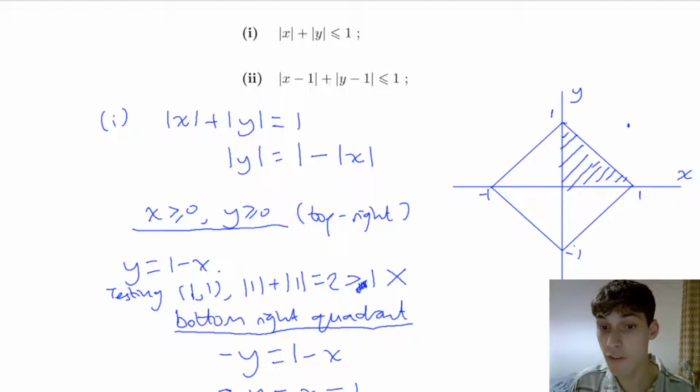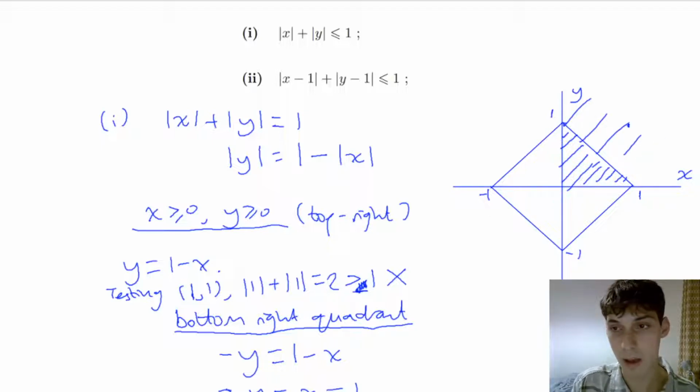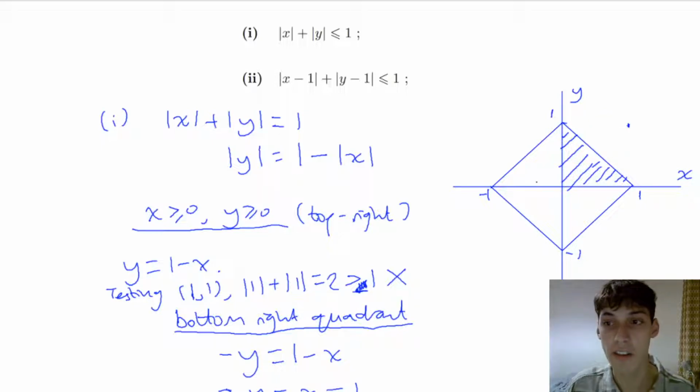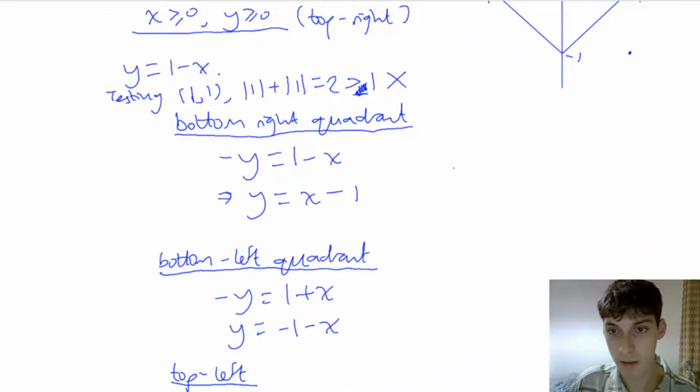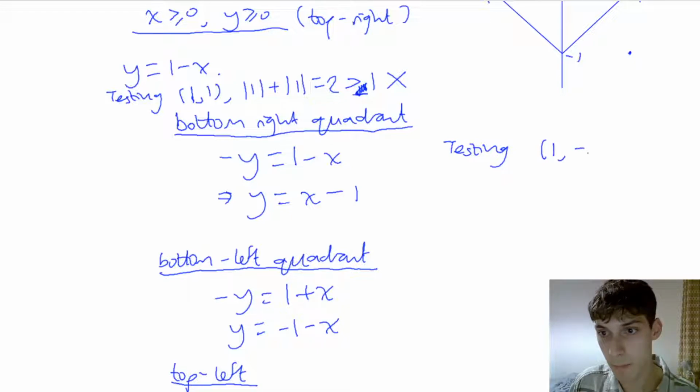And if we did find that it was in the inequality, so that this did satisfy the equation down here, then we'd want to shade all of this instead. So we want to be shading one side of the line or the other. Okay, now let's consider the bottom right quadrants. Let's again consider 1, minus 1 now. Scroll down a bit. So testing 1, minus 1.